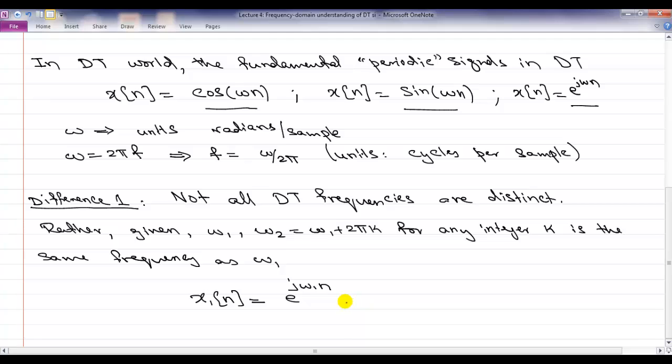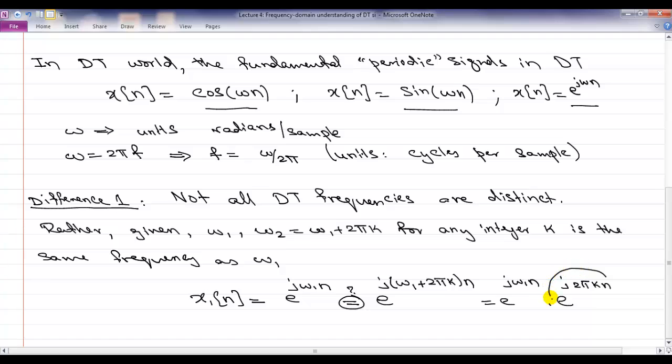Okay. So if I write this as e to the j omega 1 plus 2 pi k of n, where k is an integer. So the question is are they really equal? And we can write that as e to the j omega 1 n times e to the j 2 pi k n.